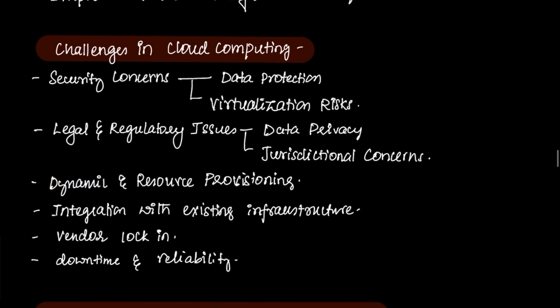Then we have dynamic resource provisioning. So determining the proper amount of resources to allot and the duration for which they are required is a challenge. I cannot predict it, right? So over-provisioning leads to unnecessary costs, while under-provisioning can lead to reduced performance, right?